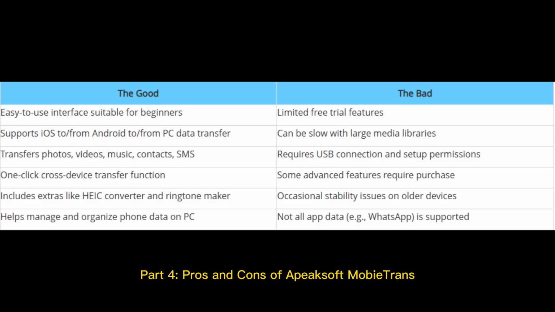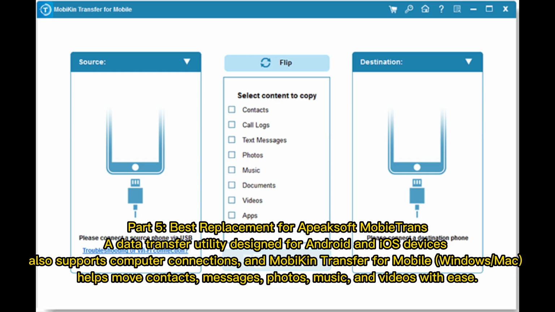Part 4. Pros and cons of Apeaksoft MobieTrans. Part 5. Best replacement for Apeaksoft MobieTrans. A data transfer utility designed for Android and iOS devices, it also supports computer connections, including Windows and Mac, and helps move contacts, messages, photos, music, and videos with ease.